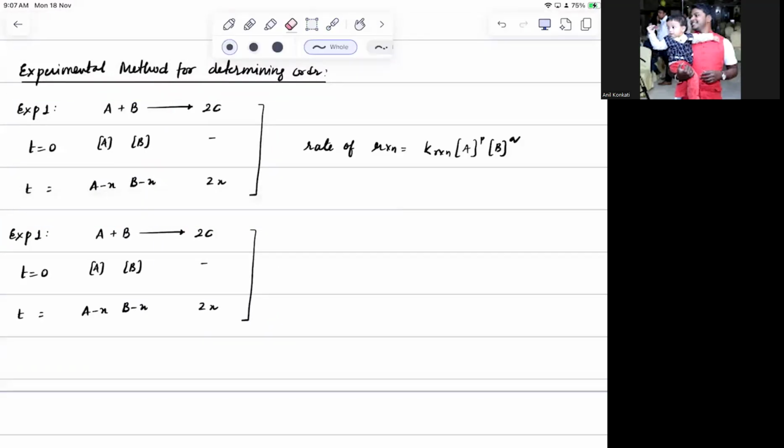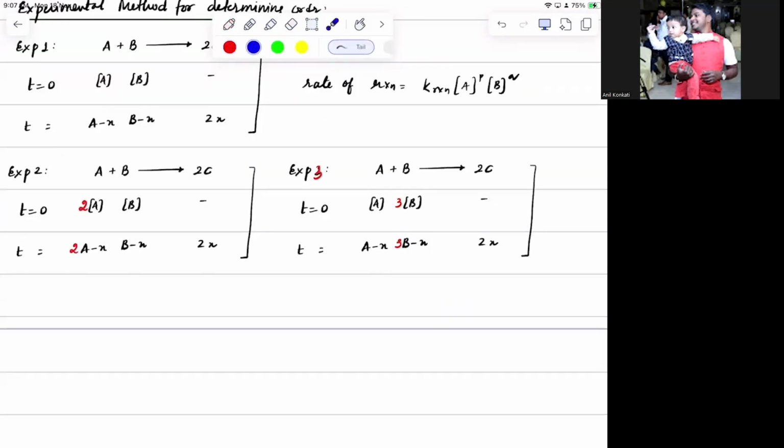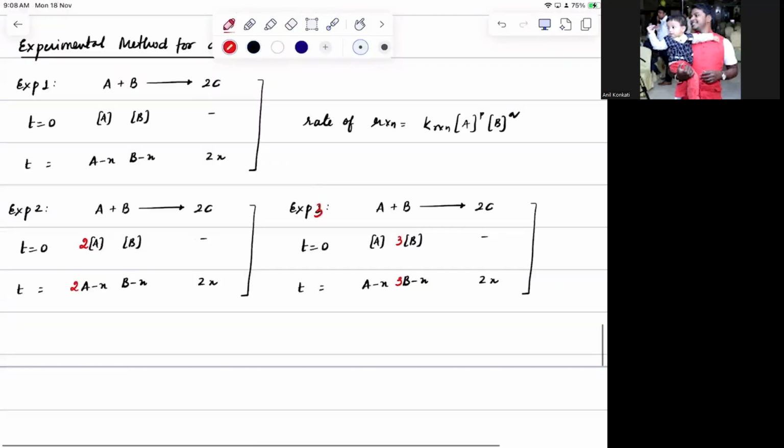In experiment 2, we will vary this concentration, possibly I'll vary the concentration to 2A. Similarly, if I do experiment 3, in this case we'll have 3B. Then what will happen? Then compare the rates for the same amount of time. What will be the rate here? What will be the rate here? Or we generally write it as the initial rate also. So initial rate will be equal to k of the reaction into initial concentration to the power p, initial concentration to the power q.